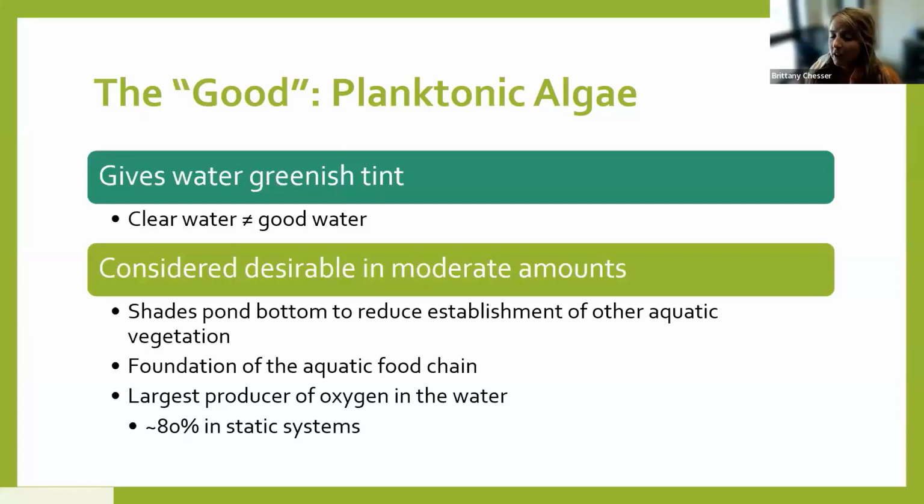Also, they produce a very large percentage of oxygen in the water. Typically when we're looking at stagnant or calm waters, so not a lot of flow, not necessarily a lot of wind and wave action, they're producing about 80% of that oxygen in the system. So they're very important compared to some of our other types of aquatic vegetation that usually consume more oxygen than they produce.